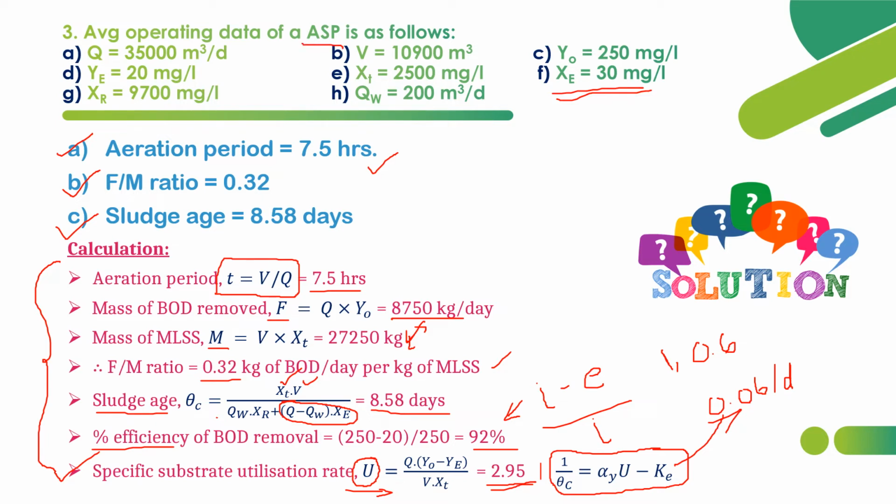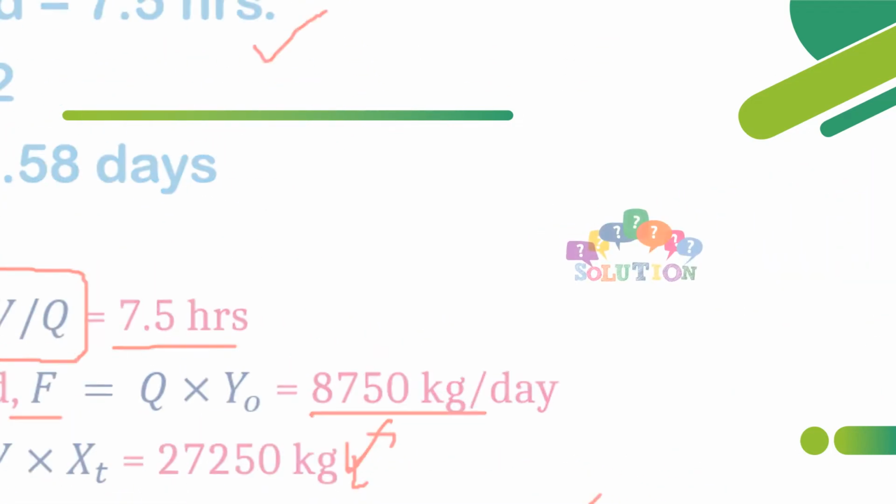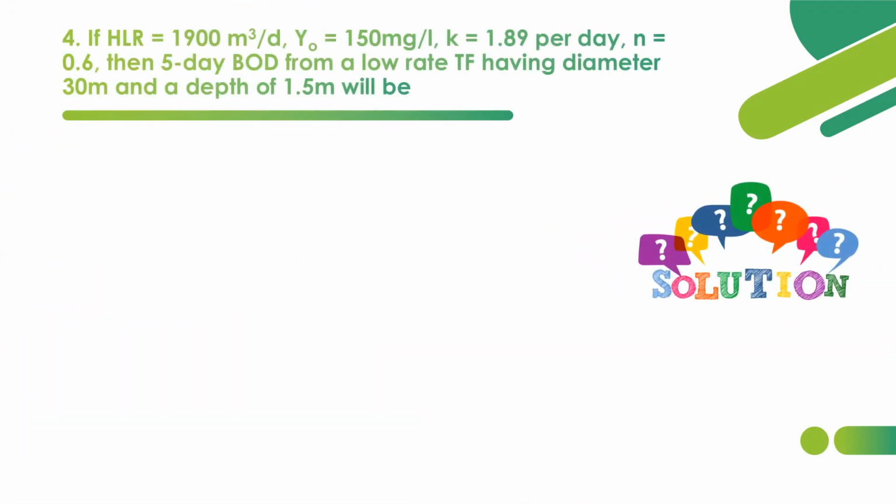Now let's move on to the fourth question. The fourth question is regarding a low rate trickling filter. They have given some data regarding the trickling filter. HLR is 1900 meter cube per day. HLR is hydraulic loading rate. Y naught is influent BOD, 150 milligram per liter. K is the rate constant. N is the power factor, 0.6.